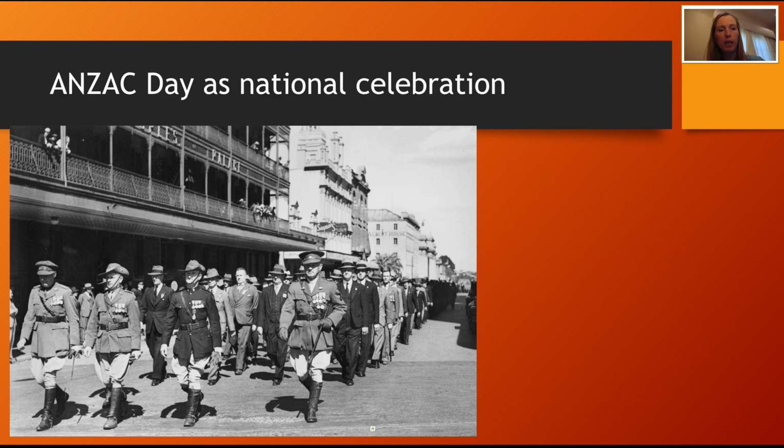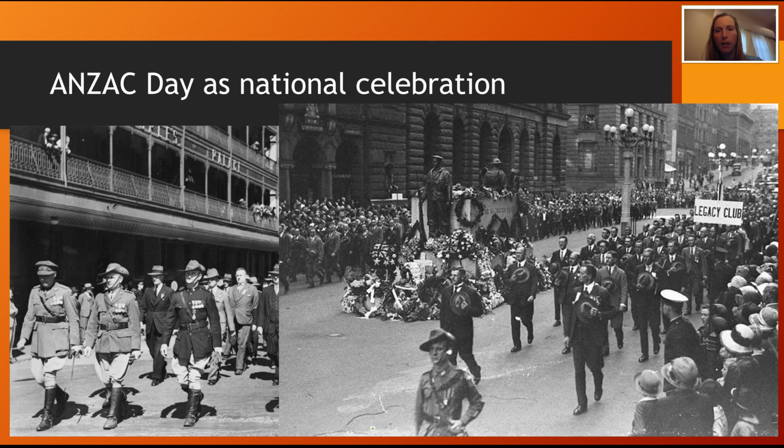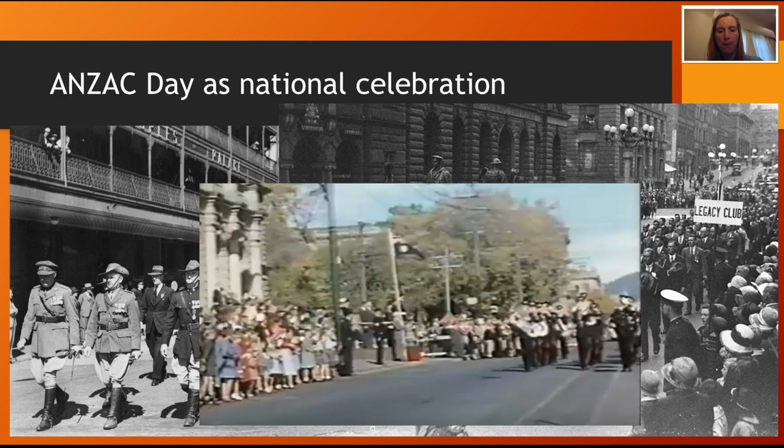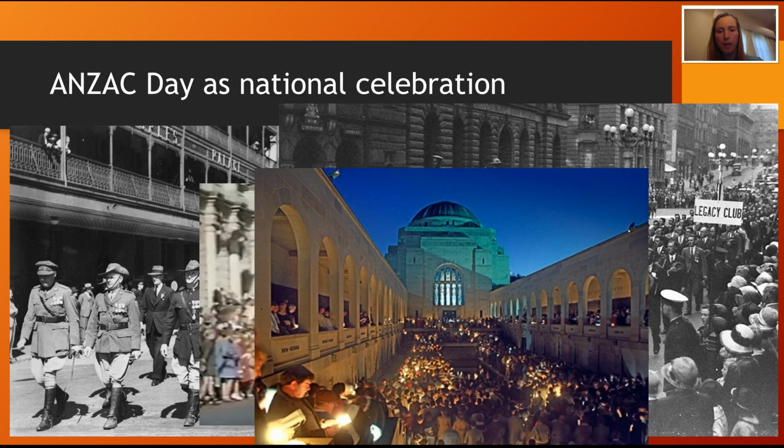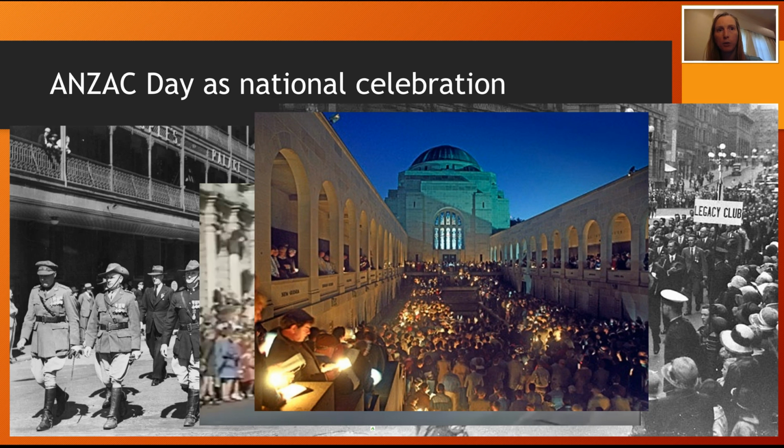So I've got an image here of an ANZAC Day march in Brisbane held in 1937. Here's an image of the march past the Cenotaph in Sydney, which occurred in 1930. An image of the ANZAC Day parade held in Hobart in 1950. And finally an image here of the ANZAC Dawn service in Canberra held in 1984. Perhaps you've seen in recent media what the dawn services and parades look like today.